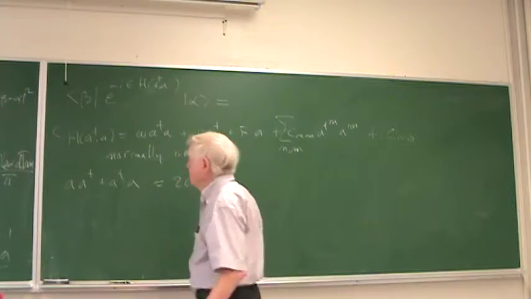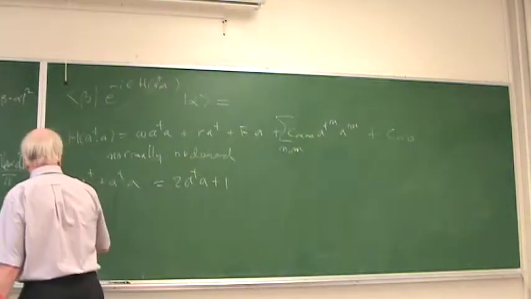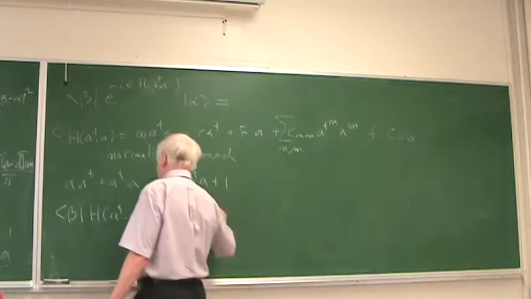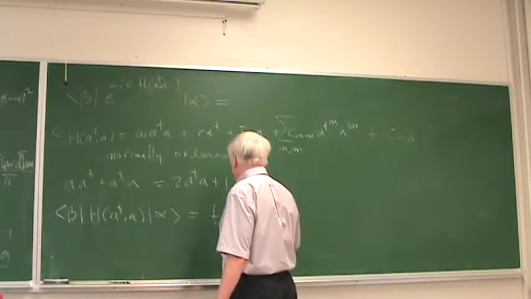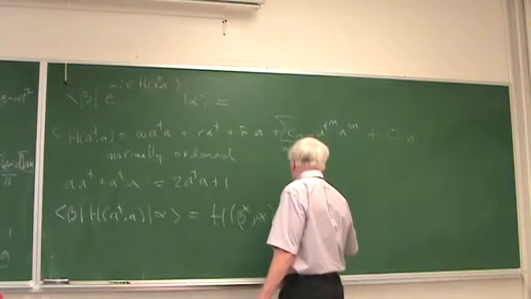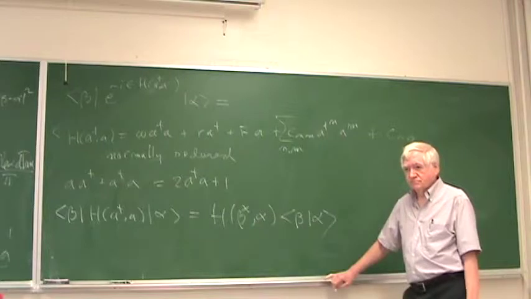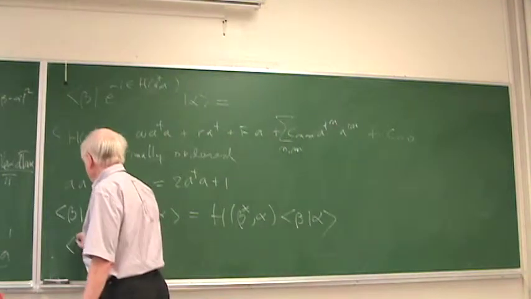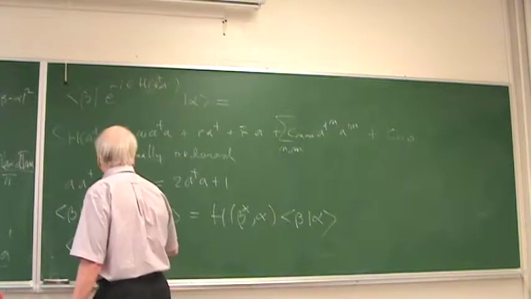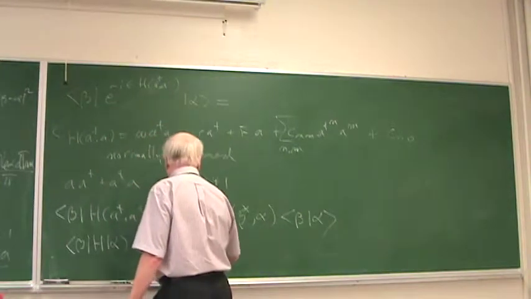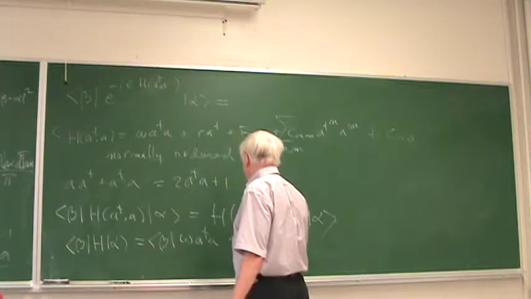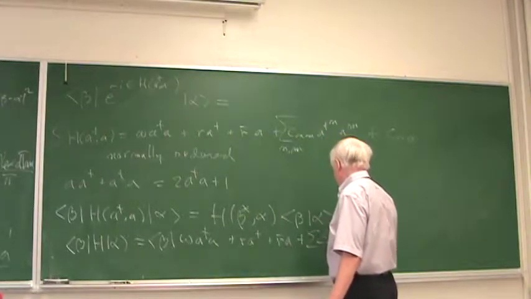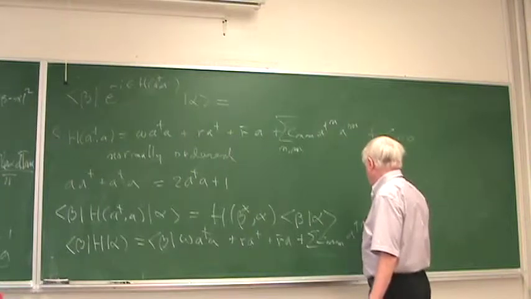Okay, now your question. Why do we normally order? Well, because then beta H of a dagger a alpha is just H of beta star alpha times beta alpha. For example, up here, beta H alpha would be beta omega a dagger a plus R a dagger plus R bar a plus sum C_NM a dagger N a M alpha.